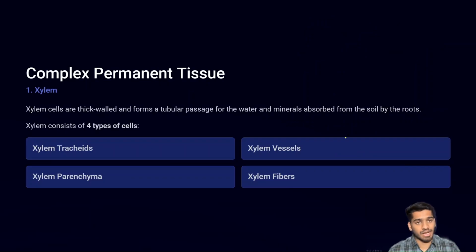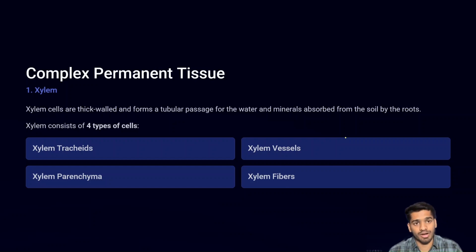Now, the second type of tissue, that is your complex permanent tissue. These are those tissues which are made up of different types of cells and they are going to perform some sort of function. So we have two types. There is xylem and the phloem. So the first point that you're going to write related to xylem is that xylem is a complex permanent tissue which is made up of different types of cells. They are xylem tracheids, xylem vessels, xylem parenchyma, and xylem fibers.